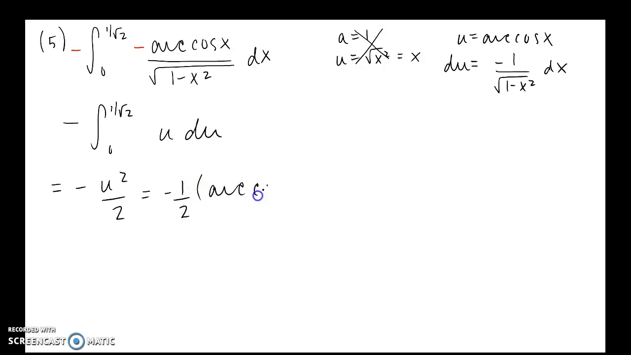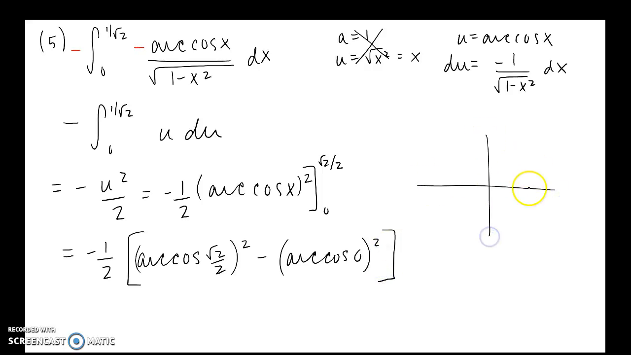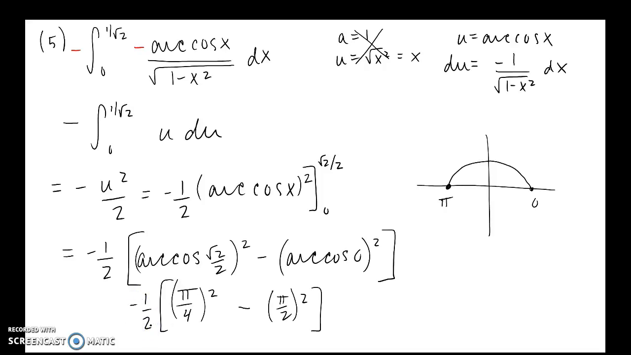negative 1/2 arc cosine of x from 0, and I'm going to rationalize this because we're more familiar with seeing it like that. And then, oops, sorry about that. Then I'm squaring it. So now when I plug in my boundaries, negative 1/2 times arc cosine of square root of 2 over 2 squared minus arc cosine of 0 squared. Arc cosine domain is from 0 to pi. So the arc cosine has a value of square root of 2 over 2 at pi over 4. The arc cosine is equal to 0 at pi over 2. And then I would have to multiply that by negative 1/2. Okay, so for homework, simplify this answer.